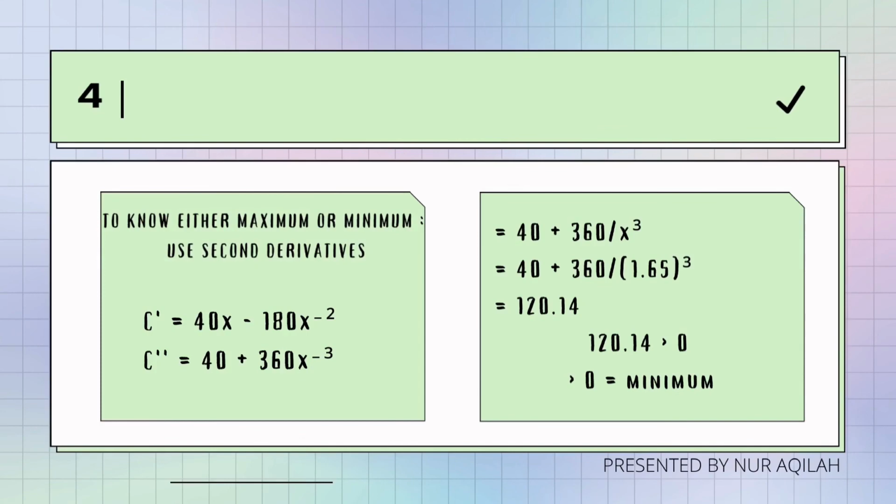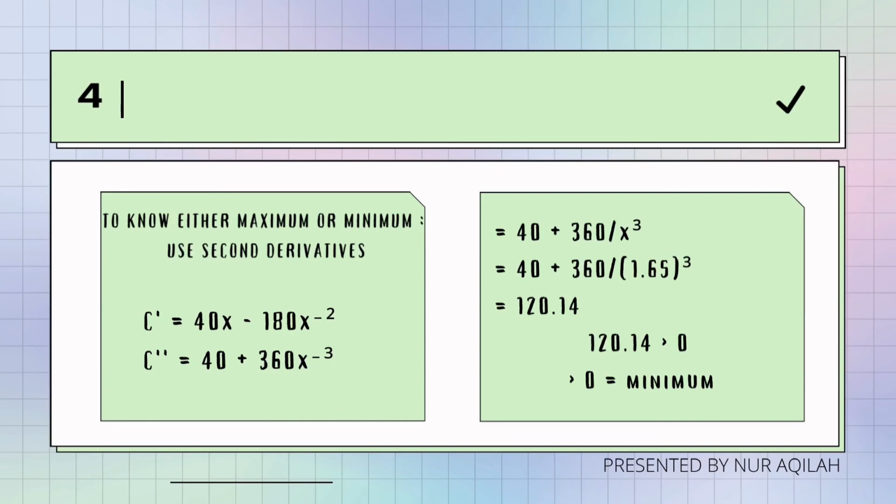Lastly, to know whether it is a maximum or minimum, we use the second derivative. Here we got C prime equal to 40x minus 180x to the power of negative 2. So we need to differentiate C prime again. It equals 40 plus 360x to the power of negative 3. And then we replace x with its value, and we will get 120.14. The value is more than 0, so the graph of C is concave upward.